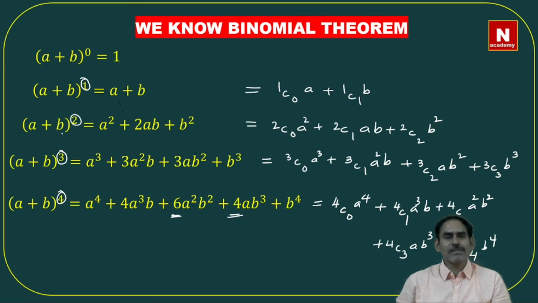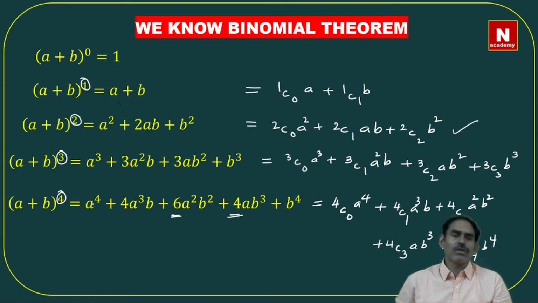When you write (a plus b) whole square as a square plus 2ab plus b square, indirectly you are writing 2c0 a square plus 2c1 ab plus 2c2 b square. This is called the binomial theorem. Using the binomial theorem we are expanding (a plus b) whole square. With the help of this pattern, when the index is 1, we write 1, 1. Index 2, 2, 2. Index 3, 3c0 to 3c3. When the index is 4, 4c0 to 4c4.